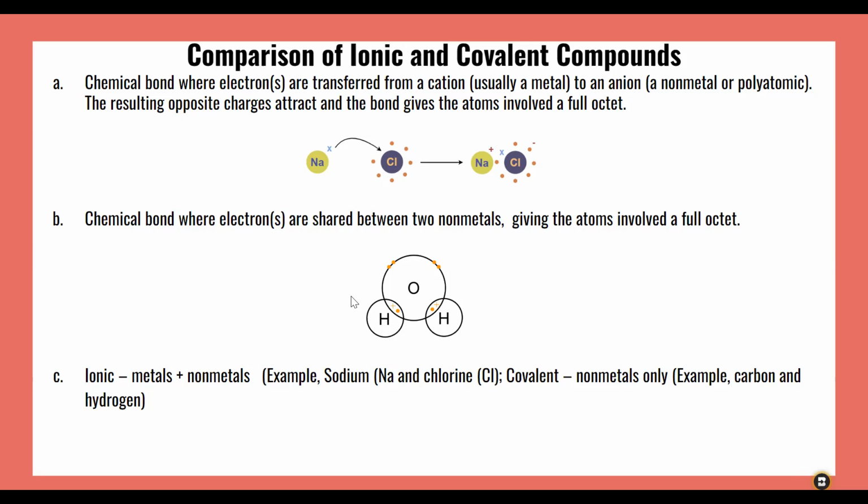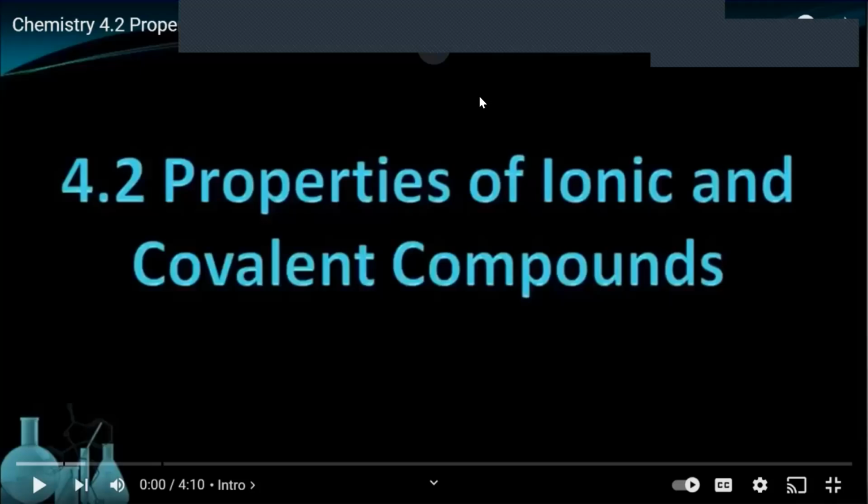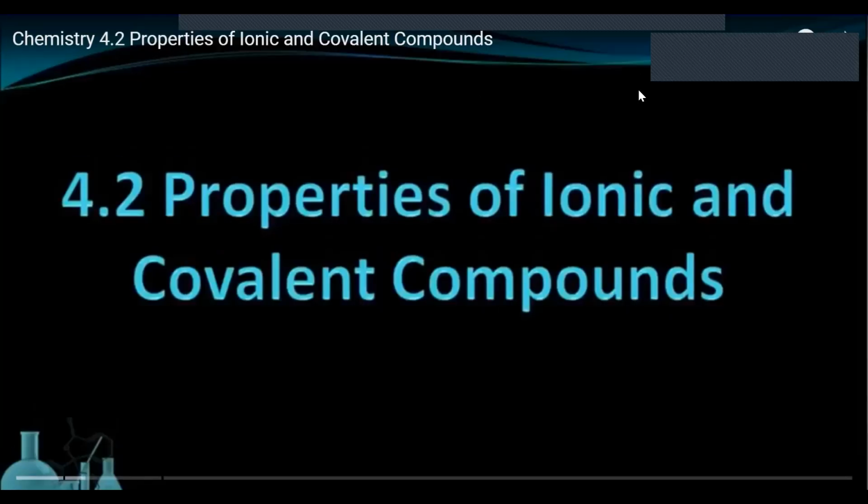Also, ionic compounds are mostly solids, while covalent compounds are mostly liquids and gases. Ionic compounds generally have high melting points. Covalent compounds have low melting points. So there are some differences between ionic and covalent. Let's also compare the properties of ionic and covalent compounds.